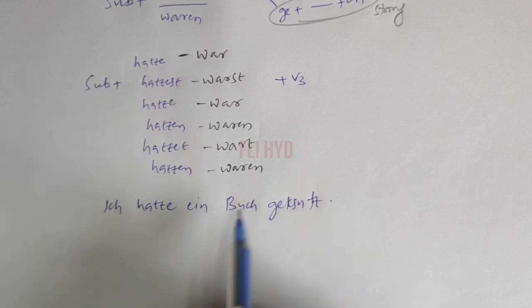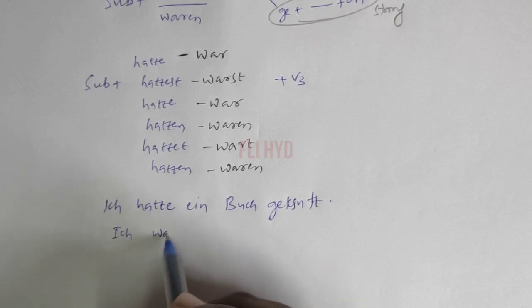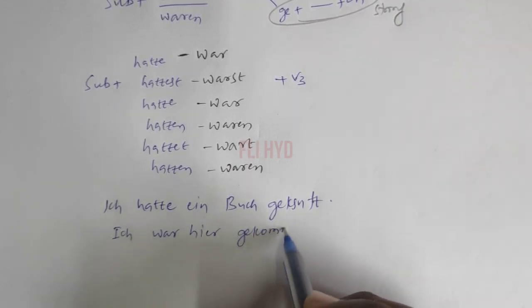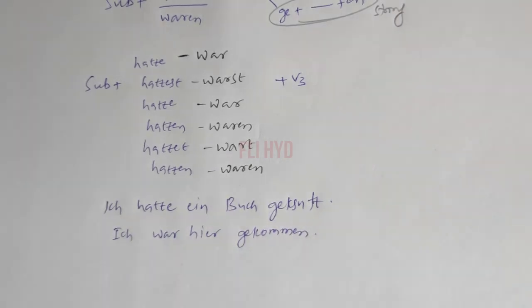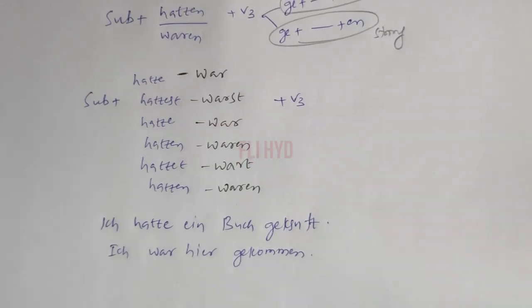Ich bin hier gekommen. That is present perfect. Then in the past perfect, ich war hier gekommen. Means I had come here. I have come here is present perfect, and in the Plusquamperfekt we say I had come here. Clear? So this is present perfect and Plusquamperfekt.